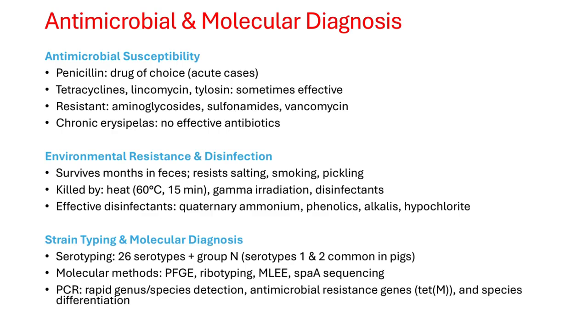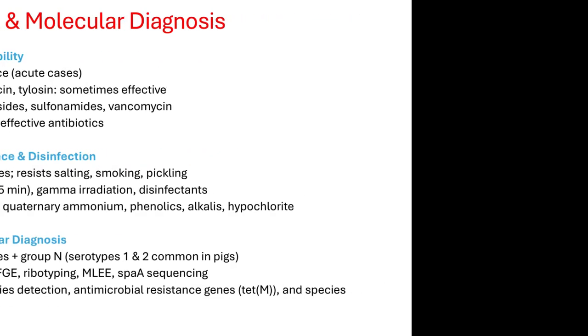The bacterium survives for months in the environment but is killed by heat, irradiation, and disinfectants such as quaternary ammonium and phenolics. Strain typing can be done by serotyping, but molecular methods like PFGE, ribotyping, MLST, and SpaA sequencing provide better discrimination. PCR allows rapid detection from tissue or meat, identification of resistance genes like tet(M), and differentiation between species.